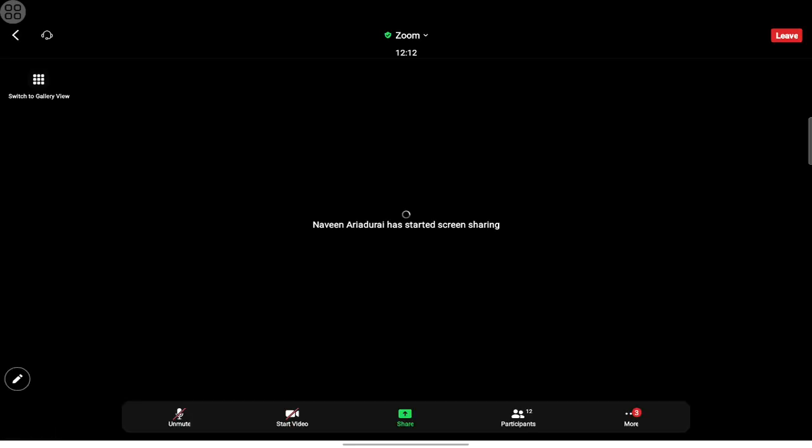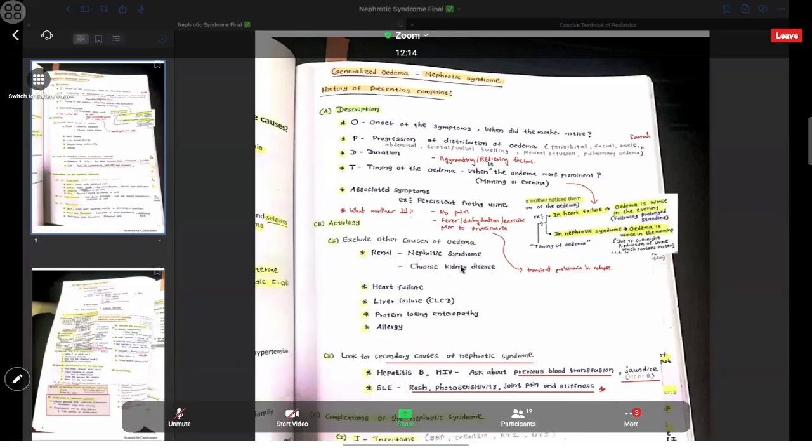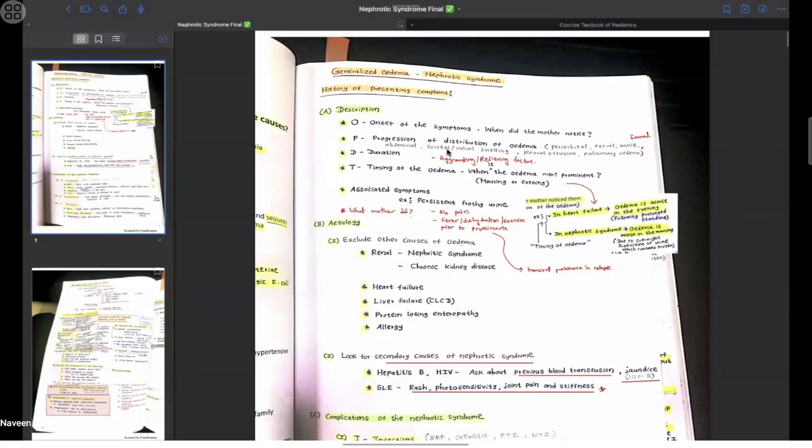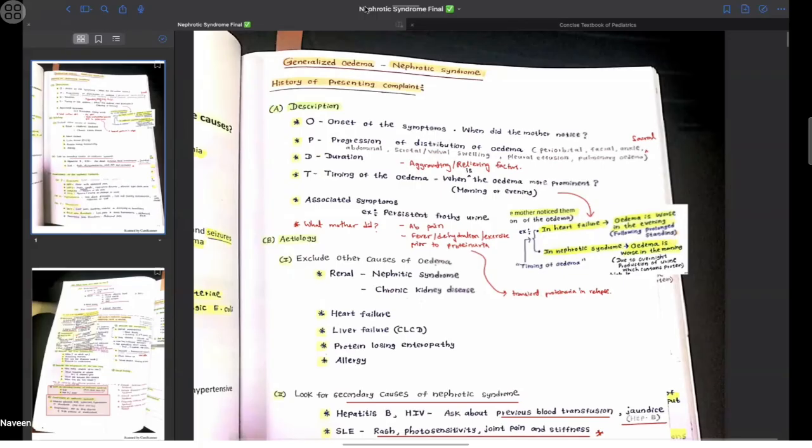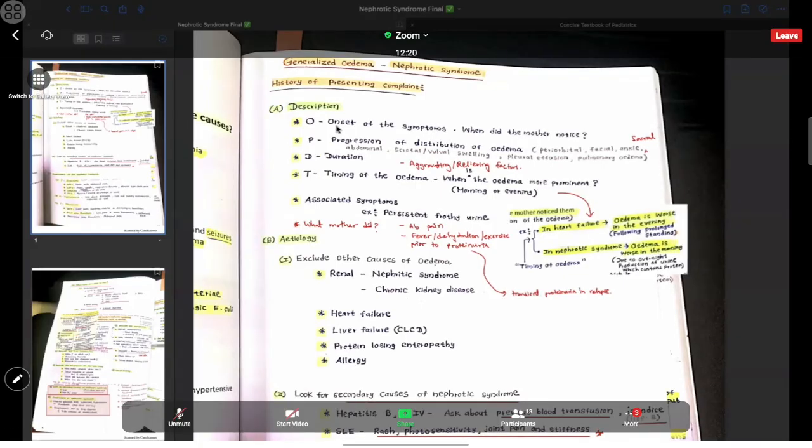I'll try to finish this. It's a lot to do in 1 hour, but I'll try to go. If I'm going too fast, just let me know. So I'll start. Can you see the screen? Yeah, we can see. Okay.